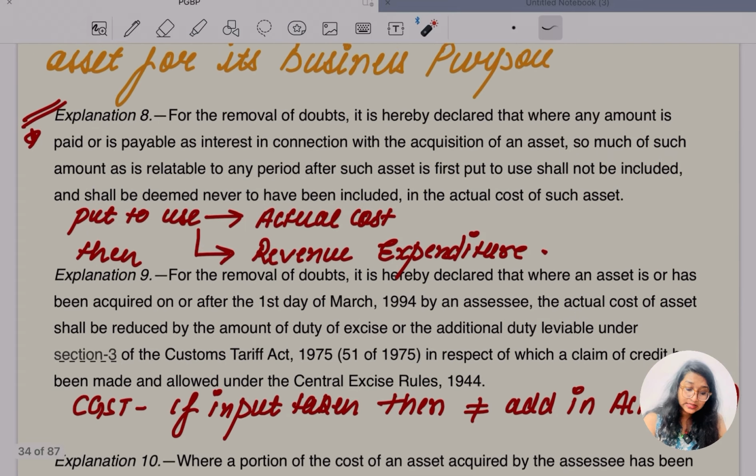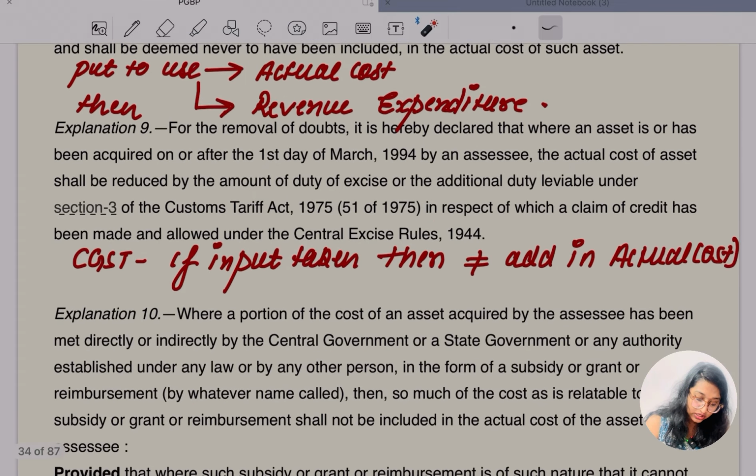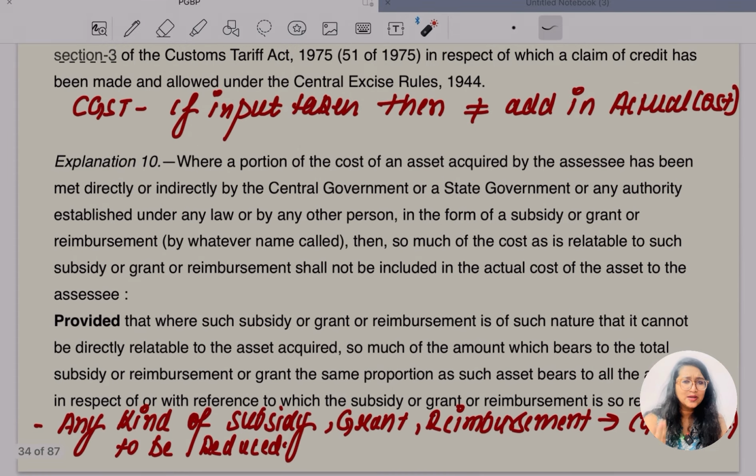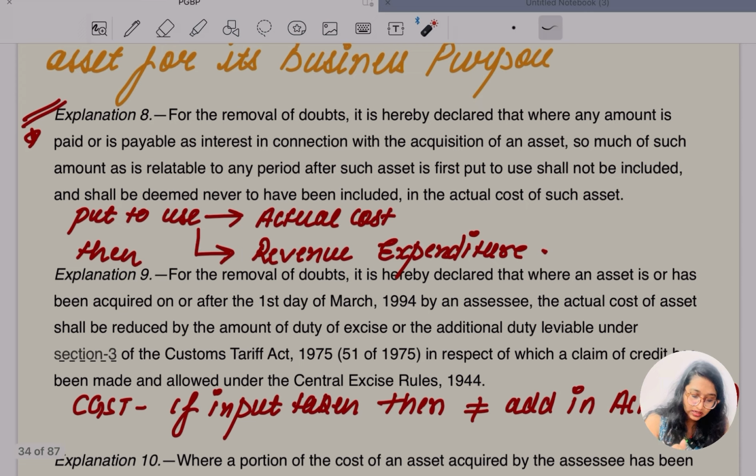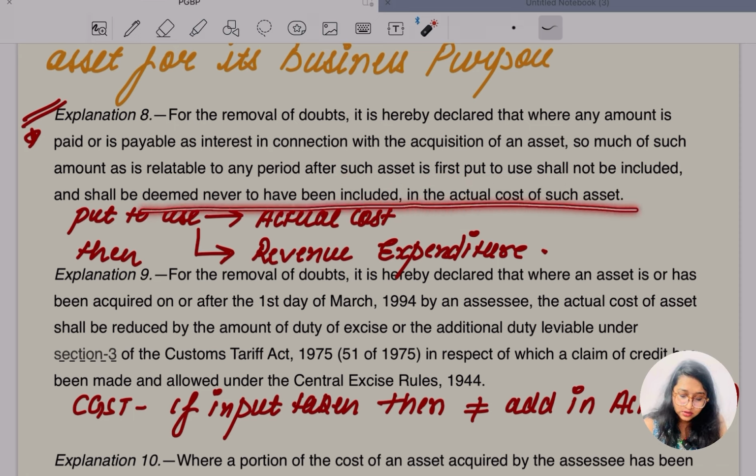Now we know explanation 8, explanation 9 and explanation 10, but I'll be quick, let's read a little bit. So what is explanation 8 saying? For removal of doubt, it is hereby declared that where an amount is paid or payable as interest in connection with acquisition of an asset, so much of such amount as is relatable to any period after such asset is first put to use shall not be included and shall be deemed never to have been included in the actual cost of the asset.